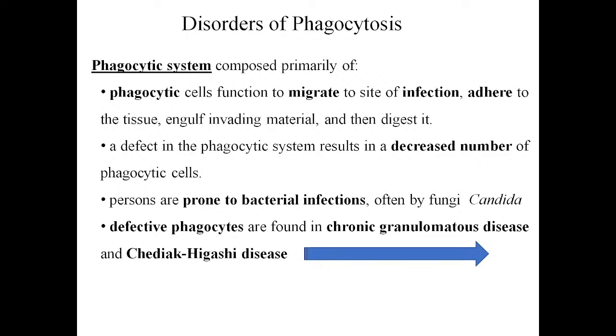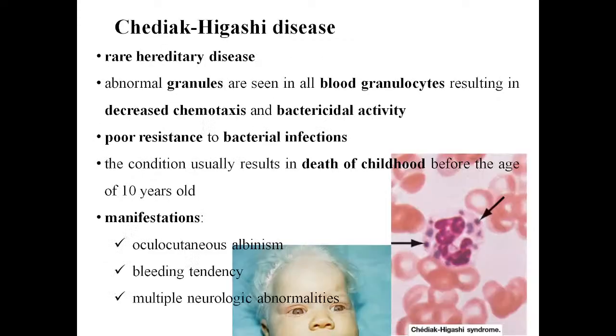So, which diseases are caused by phagocytic deficiency? It is chronic granulomatous disease and Chediak-Higashi disease. What is Chediak-Higashi disease? It is a rare hereditary disease. Rare. What happens there? Abnormal granules are seen in blood granulocytes, resulting in decreased chemotaxis and bactericidal activity.